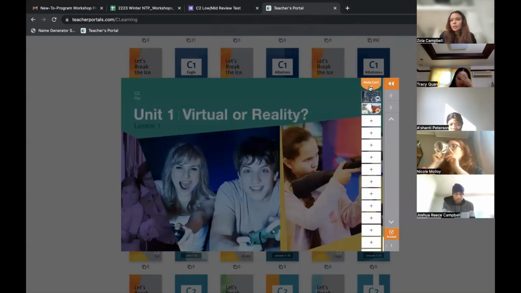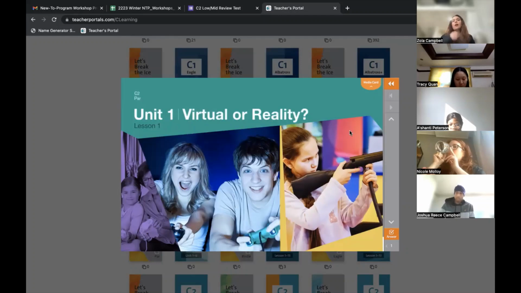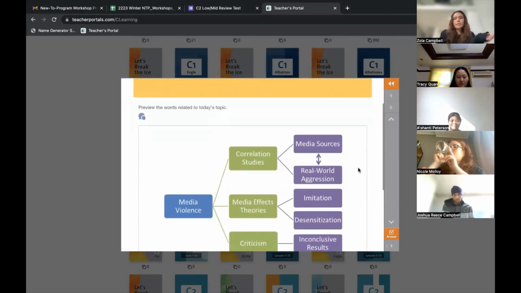So you can put in a media card or two, start kind of just getting students interested in the topic. What do you see in this cover page? What are they doing? They're gonna say they're playing video games. Ask the students, oh, do you play video games? So you're just getting them interested in that. On to the next page.